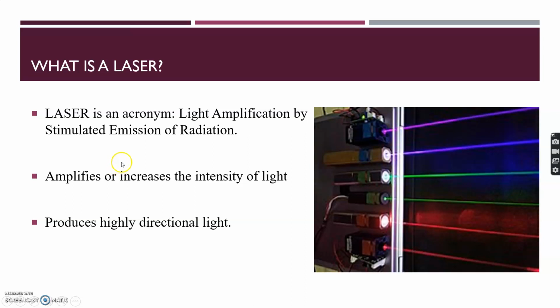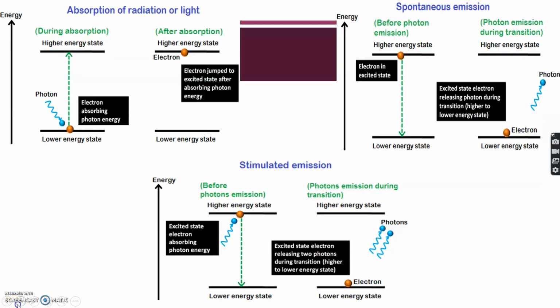Now, what is a laser? Laser is actually an acronym for light amplification by stimulated emission of radiation. That means it amplifies or increases the intensity of light, and as you can see, it produces highly directional light. These are the processes by which the emission takes place: absorption of radiation, spontaneous emission, or stimulated emission. These are the principles on the basis of which lasers work. This is elaborated in the notes given along with this chapter. Please go through them one by one.